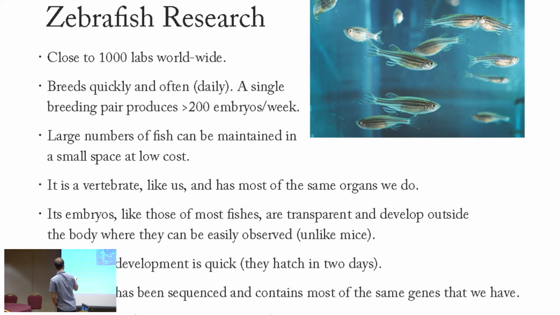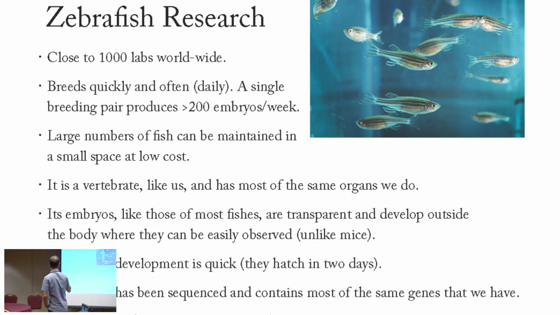The reason people study these zebrafish, there are some practical reasons. They breed quickly and often. For example, one pair of these fish can lay over 200 embryos per week, so you can get a lot of embryos. And the adult fish is about that big, so you can grow large numbers of fish at a very low cost. For example, in my lab, we have 3,000 tanks of fish, and each tank has about 15 to 20 fish in it. So we have close to, I guess, 50,000 fish. And my lab is a medium-sized lab for the community.